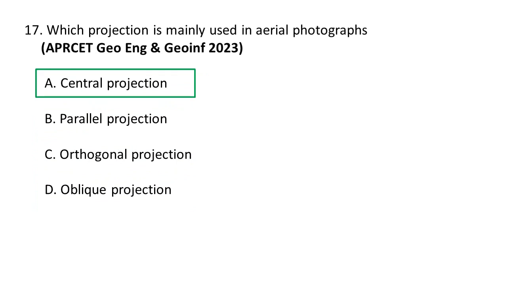Geometry of aerial photography consists of central projection. Aerial photographs are images of the earth that are taken from an optical lens system and use a central perspective projection to record the terrain. So A, central projection is the correct option.